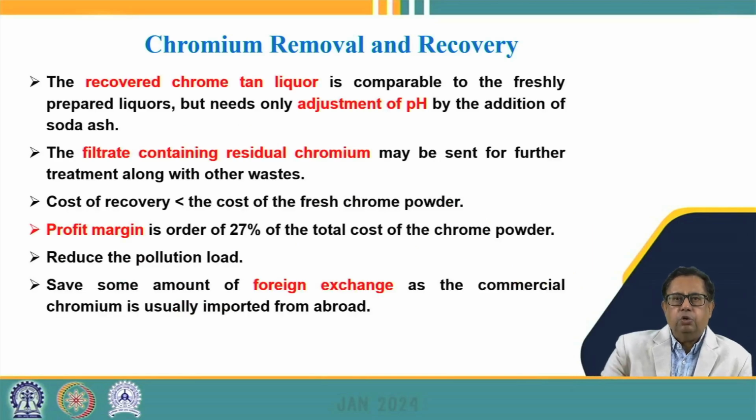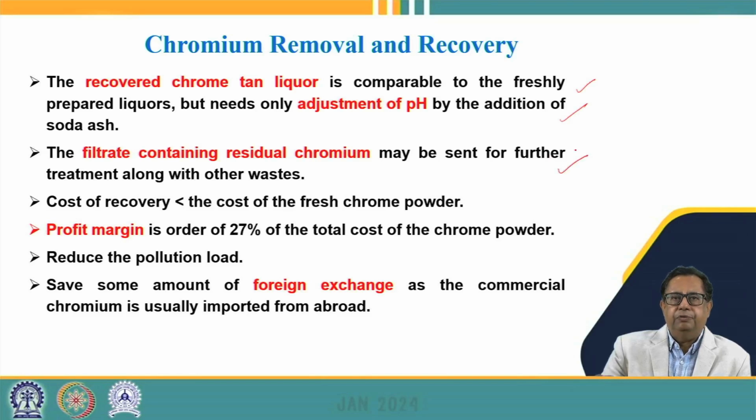So the recovered chrome tan liquor is highly comparable to the freshly prepared liquors, but it may need certain adjustment of the pH, because the pH of the recovered chrome tan liquor may be high because of the addition of the lime that we added for raising the pH. So we can adjust the pH by adding soda ash or other chemicals, so that the pH can be brought down to the value which is required for the chrome tanning process.